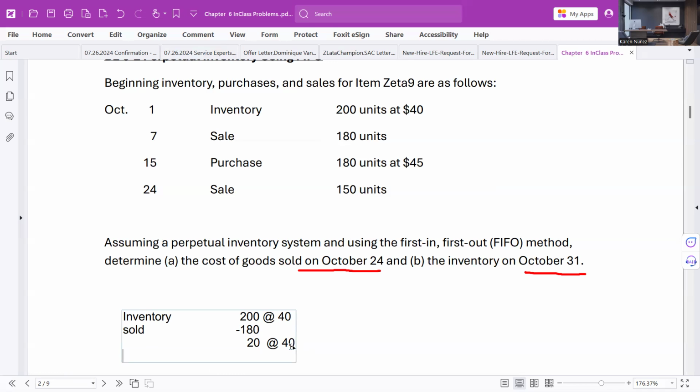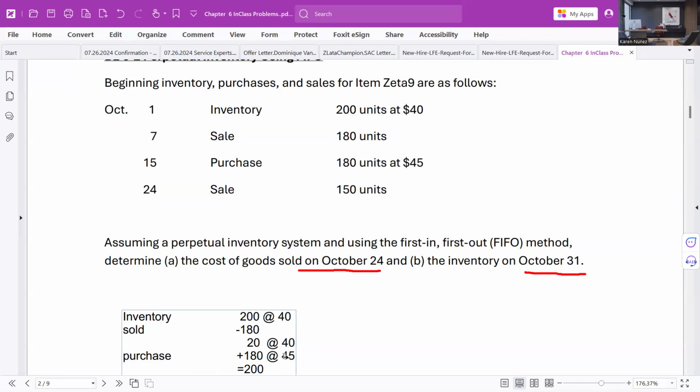And then we make a purchase, and the purchase here is 180 at 45. We buy 180 at 45. So it's plus 180, and 180 is at 45. So what do we have? Well, we have the 20 plus the 180, so we have 200. And the 200, well, we got two layers. We got 20 at 40, and we got 180 at 45.